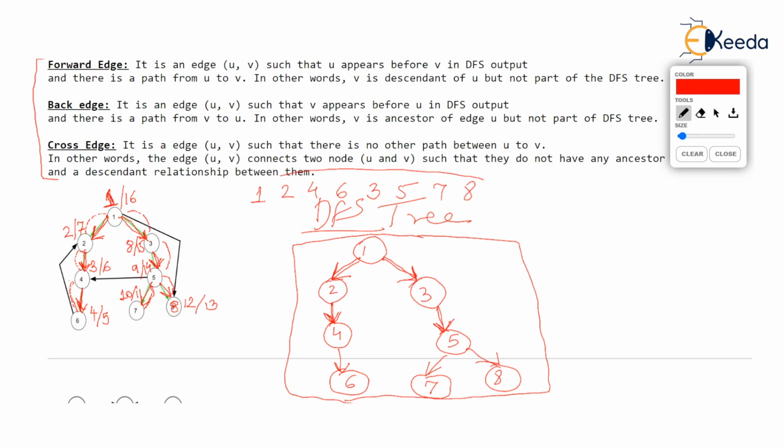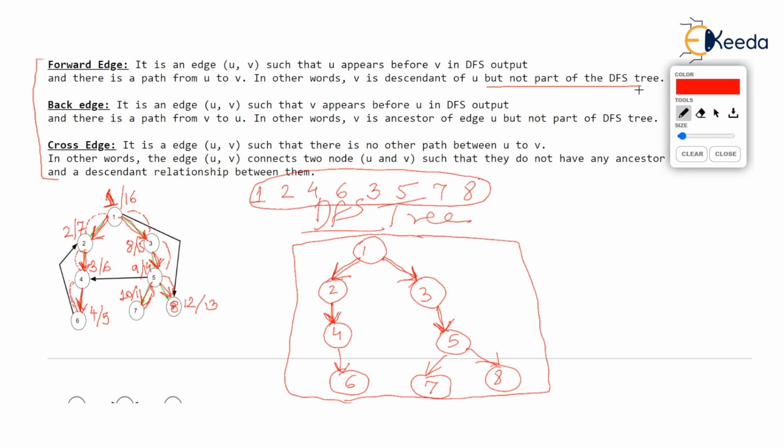So coming back to the definition of forward edge, it is an edge u comma v where u and v are vertices such that u appears before v in DFS output and there is a path from u to v. In other words, v is descendant of u but not the part of DFS tree. You check that there should be an edge which is not the part of DFS tree. Only then it will be qualified to be a forward edge. Let's see an example.